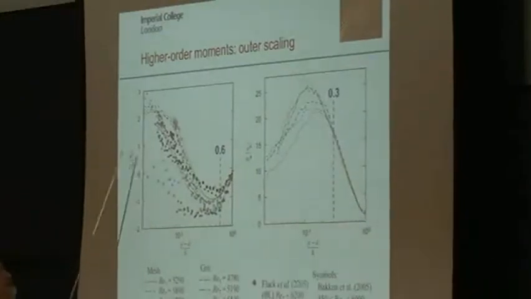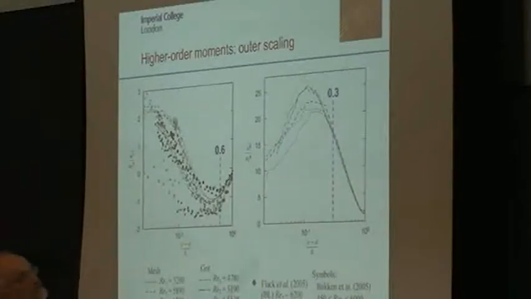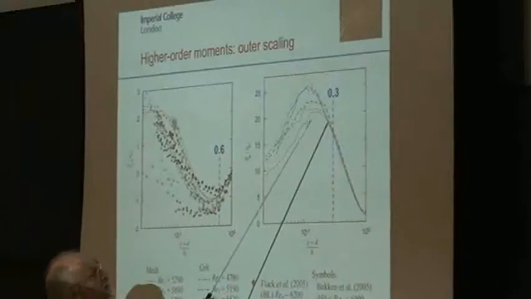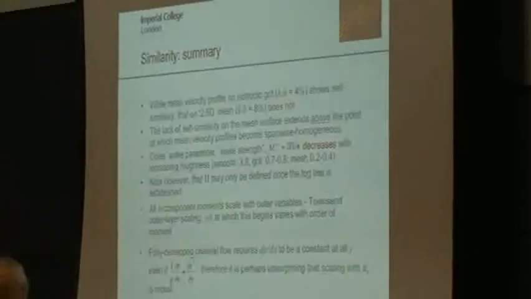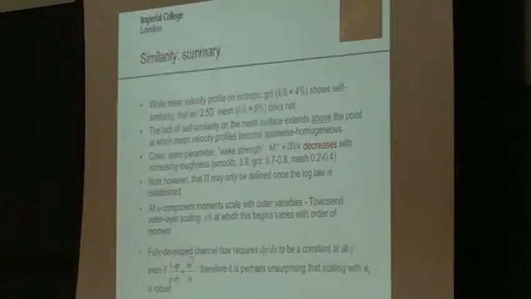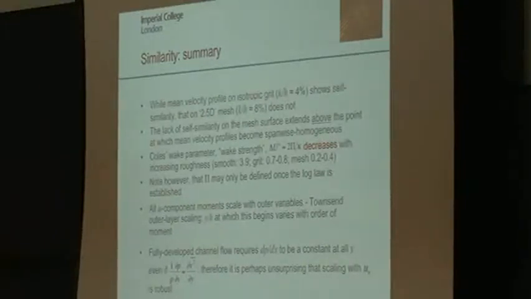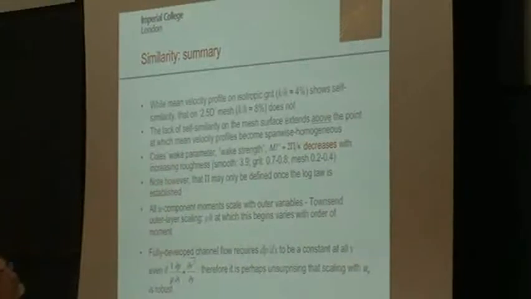So, third order and fourth order products on outer variables, y upon h. Collapse for third order bigger than 0.6, y upon h, and fourth order for y upon h bigger than 3. So, what we're beginning to see is some differences in the way in which we assess the influence of the roughness on the outer region. And the wake strength, it basically decreases as you increase the size of the roughness.